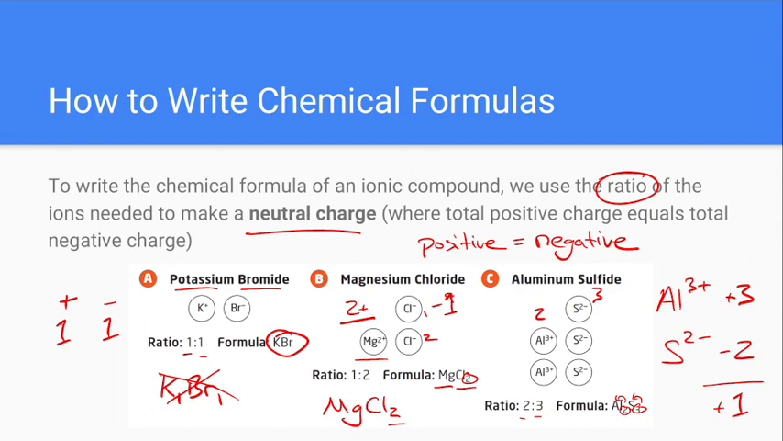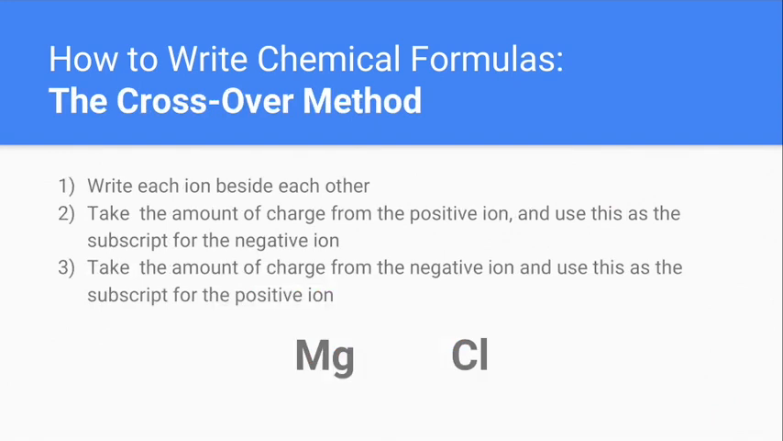We're going to look at a bit more of a comprehensive way of how to do this in a second. What we're going to do is something called the crossover method. This is just a really easy way to write out the chemical formula of ionic compounds in a way that's simple and repeatable, in a way that you can always do it. So these are the three steps that we're going to take.